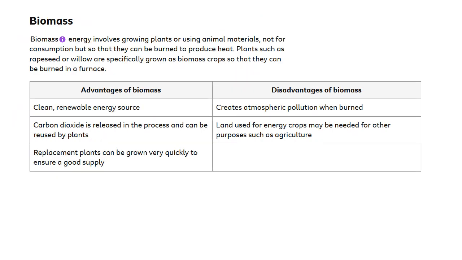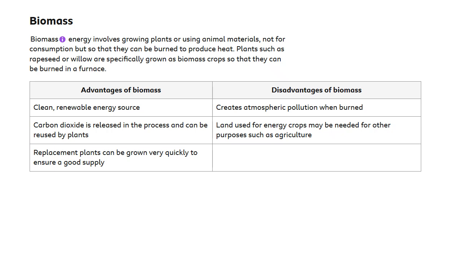Biomass. So the advantages are that it's clean and renewable, and the carbon dioxide released in the process can be reused by plants. Replacement plants can be grown very quickly. Disadvantages: it creates atmospheric pollution when burned. Land used for energy crops may be needed for other purposes.